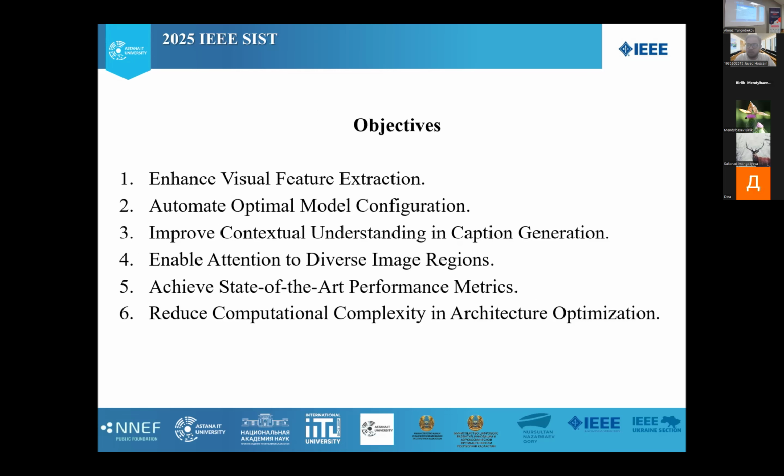Now, the objective. Objective means which are the actual contributions in our paper. So I mention them one by one. Enhance visual feature extraction, automate optimal model configuration, improve contextual understanding in caption generation, enable attention to diverse image regions, and also achieve state-of-the-art performance metrics in terms of BLEU score, bilingual evaluation understudy, and METEOR score and GLEU score. Based on these evaluation metrics, I evaluate my research and compare it with existing works. Achieve state-of-the-art performance metrics and also reduce computational complexity in architecture optimization.